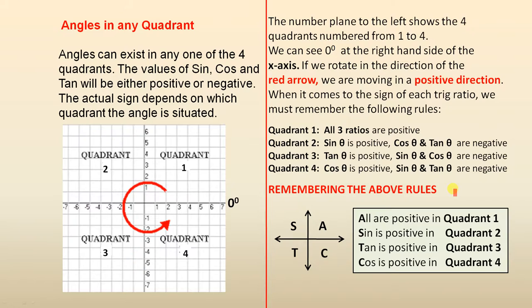Now, as far as remembering the above rules is concerned, we have A, S, T, C. If you remember that, A, S, T, C, all are positive in quadrant 1, sine is positive in quadrant 2, tan is positive in quadrant 3, and cos is positive in quadrant 4. And I remember when I went to school, the teacher said, all stations to central, or all stations to wherever you like, starting with C. And that's how you remember the signs.